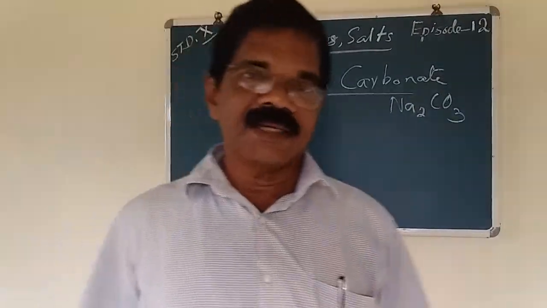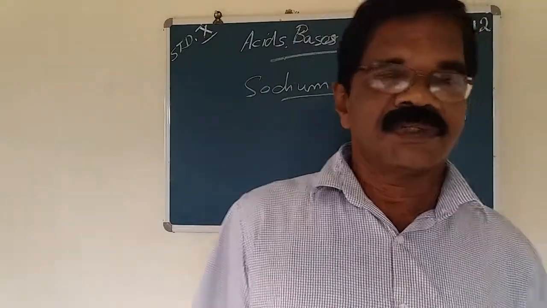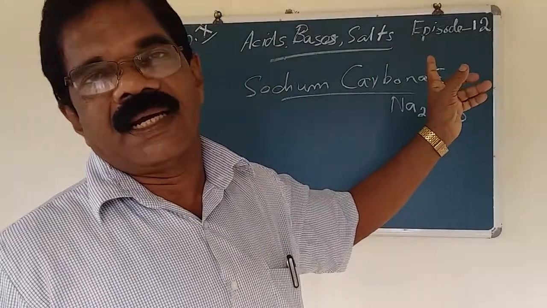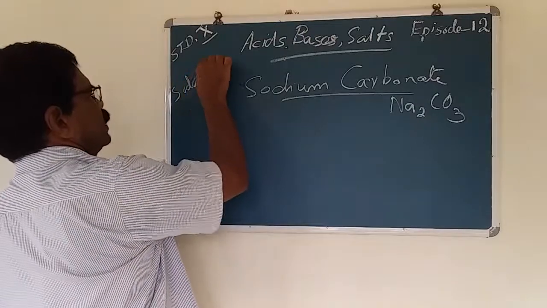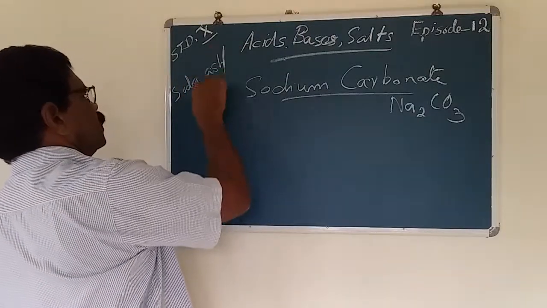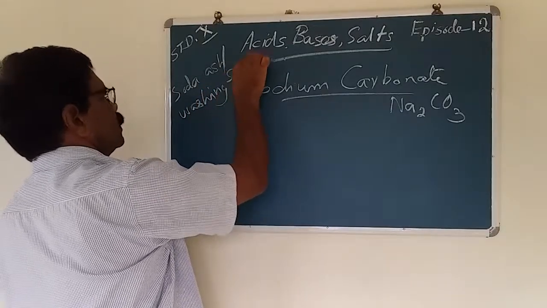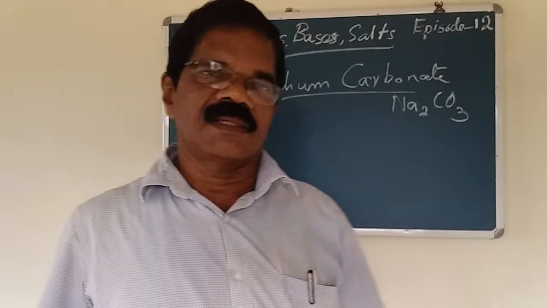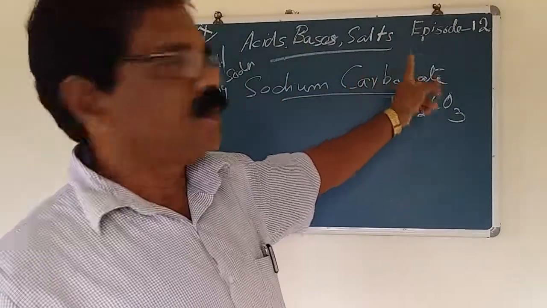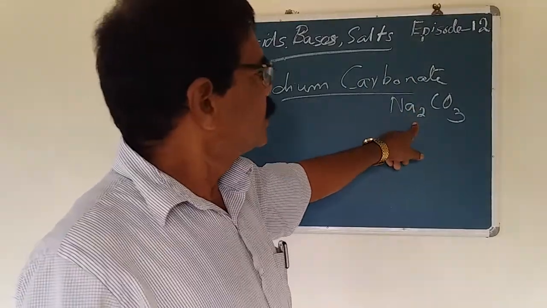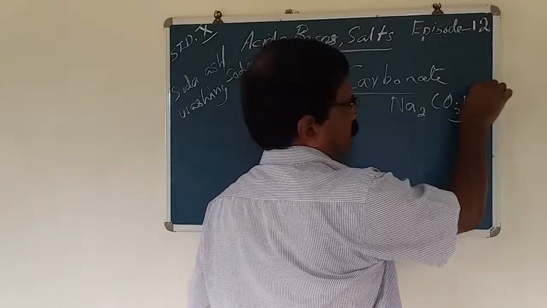As I have told you earlier, when we are studying a compound, there are three names. Its common name is soda ash or washing soda. Its chemical name is sodium carbonate. Chemical formula is Na2CO3, correct? Na2CO3.10H2O.